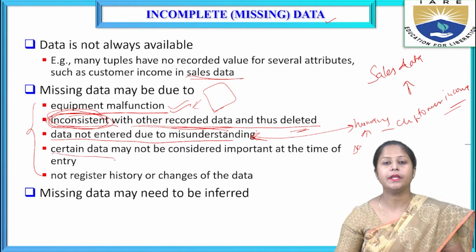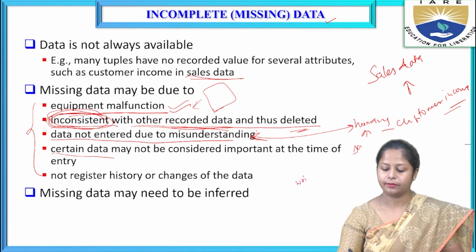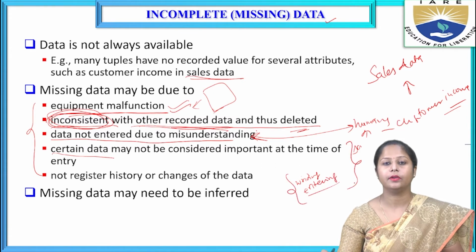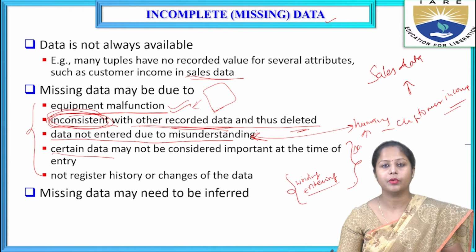Certain data may be considered important at the time of entry. While we are entering the data, only later do we find that it is useful. So we have not recorded that type of data properly. That also comes under missing data.